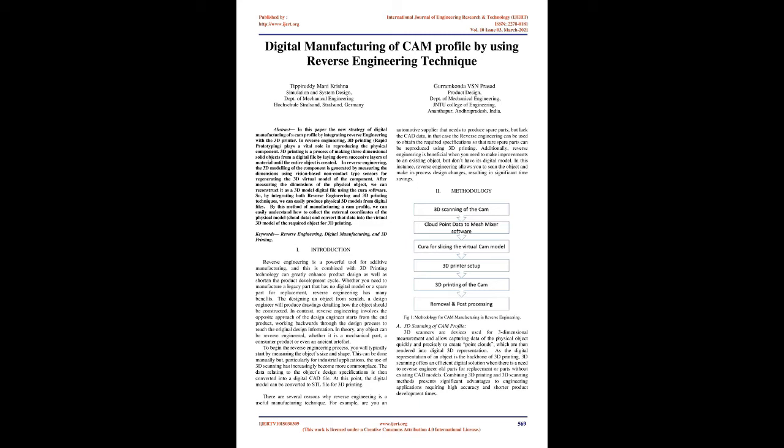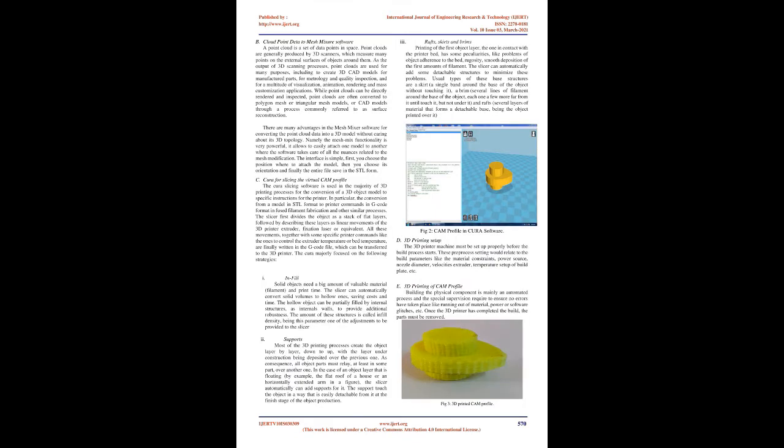ancient artifact. To begin the reverse engineering process, you will typically start by measuring the object's size and shape. This can be done manually, but, particularly for industrial applications, the use of 3D scanning has increasingly become more commonplace. The data relating to the object's design specifications is then converted into a digital CAD file. At this point, the digital model can be converted to STL file for 3D printing. There are several reasons why reverse engineering is a useful manufacturing technique.